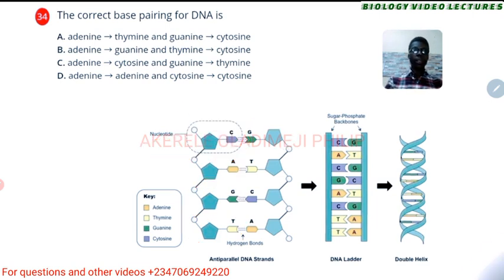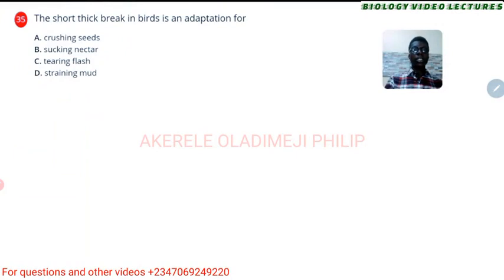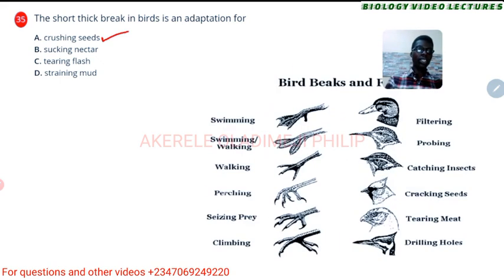All right. Then it says here, the short, thick beak in birds. Short, thick beak in birds is an adaptation for what? Crushing seed, actually. To suck nectar, it has to be long. To tear flesh, it has to be short and hooked. To strain mud, it's meant to be flat, so to say. So cracking seeds, this is what we're talking about.